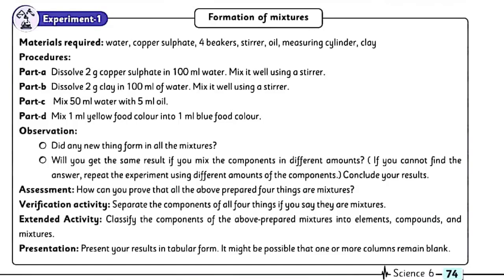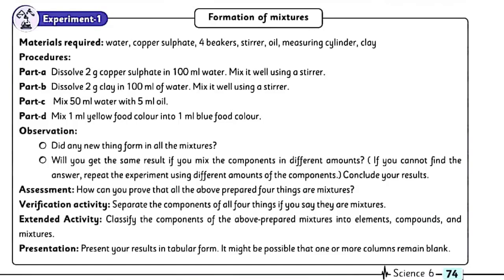Part C: mix 50 ml water with 5 ml oil. Part D: mix 1 ml yellow food color into 1 ml blue food color. Observation: did any new thing form in all the mixtures? Will you get the same result if you mix the components in different amounts? Conclude your results.